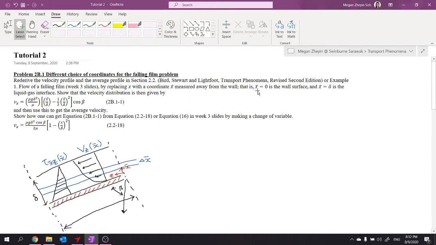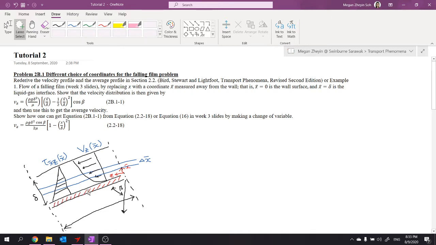That is, x bar equals 0 is the wall surface, and x bar equals delta is the liquid gas interface. Show that the velocity distribution is then given by this equation, and then use this to get the average velocity. Show how one can get equation 2b.1.1 from equation 2.218 in the week 3 slides by making a change of variables. So let's look at the profile of a falling film problem.